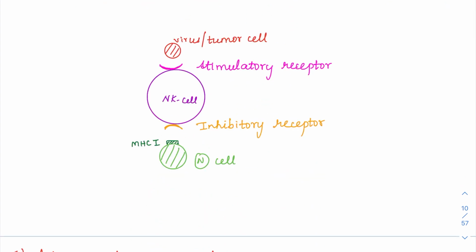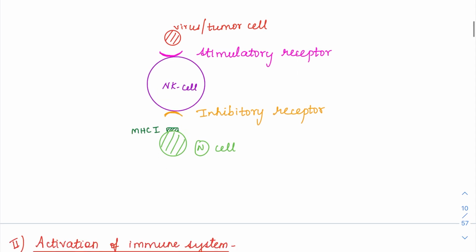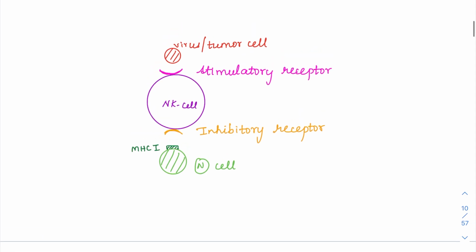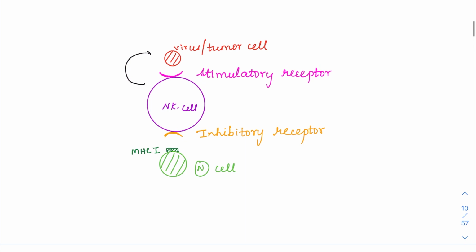There are two kinds of receptors present on the NK cell. First is a co-stimulatory or stimulatory receptor. Second is an inhibitory receptor. Suppose a virus infected or a tumor cell is coming, then it is going to have some antigen which is going to interact with the stimulatory receptor present on the NK cell, resulting in the killing of this tumor cell. So what is the stimulatory receptor? We have the NKG2D receptor. The NKG2D receptor is the stimulatory receptor present on the NK cell, which is causing the killing.